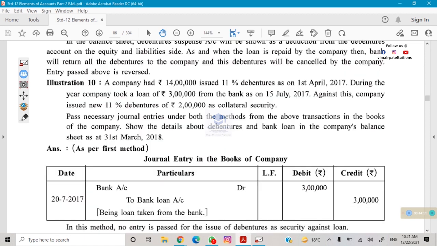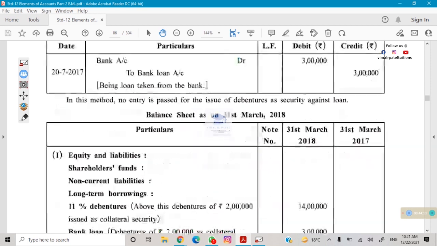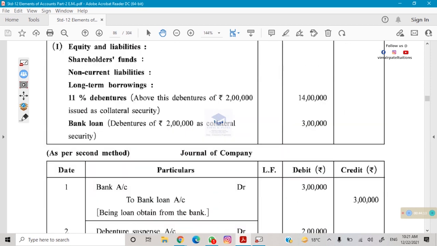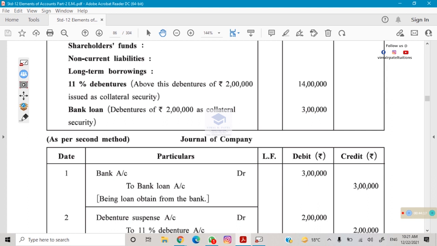So already debenture issued is 14 lakh. Okay, 11% debenture. Okay, and bank loan. But in 11% debenture, write 14 lakh. Above this, debenture of 2 lakh issued as collateral security is only as security, so do not include it in the issue. Don't show 16 lakh, show 14 lakh. But in bracket write that 2 lakh rupees debenture issued as collateral security. And a bank loan of 3 lakh.